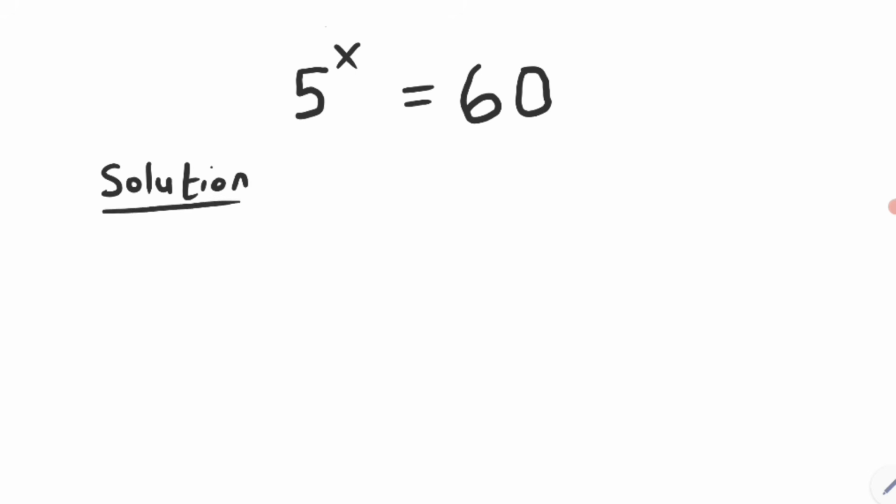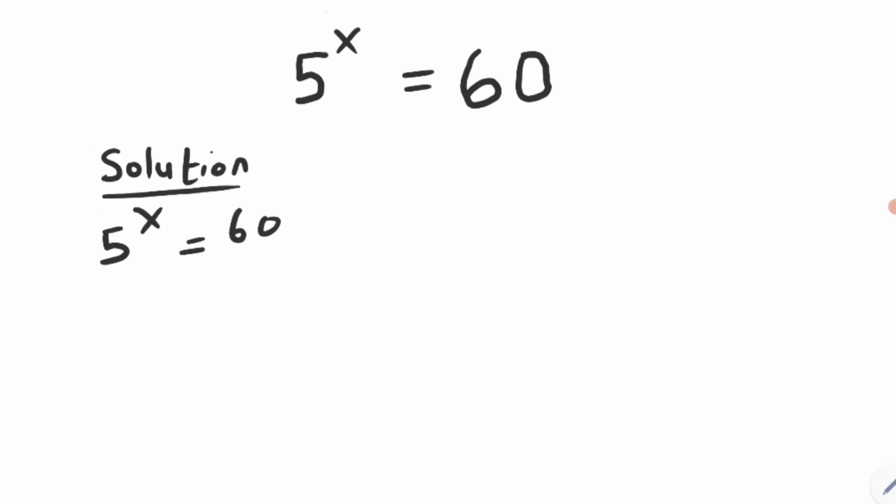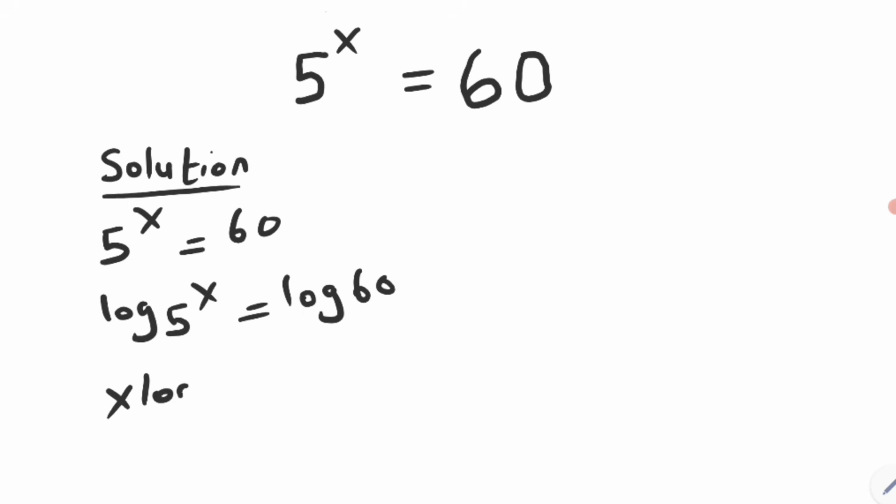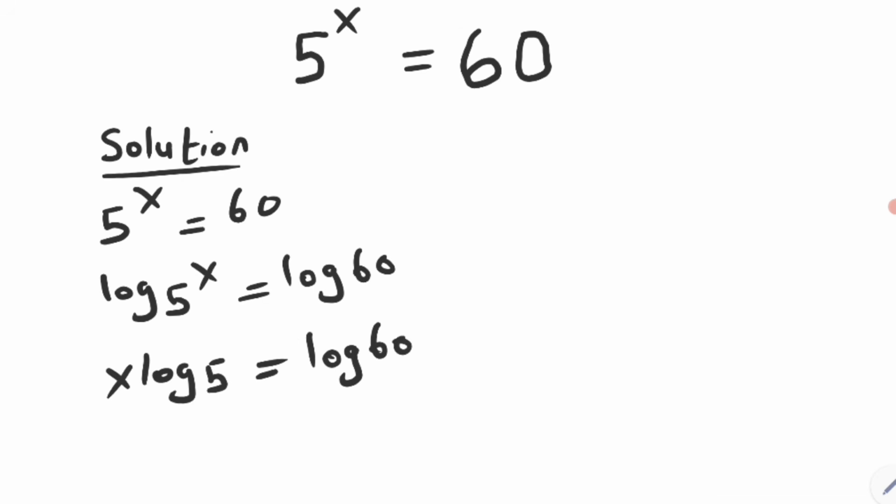We have the given equation 5 raised to power s is equal to 60. Let us take the log on both sides of this equation. Log of 5 raised to power s is equal to log 60. Then this is s log 5 is equal to log 60.